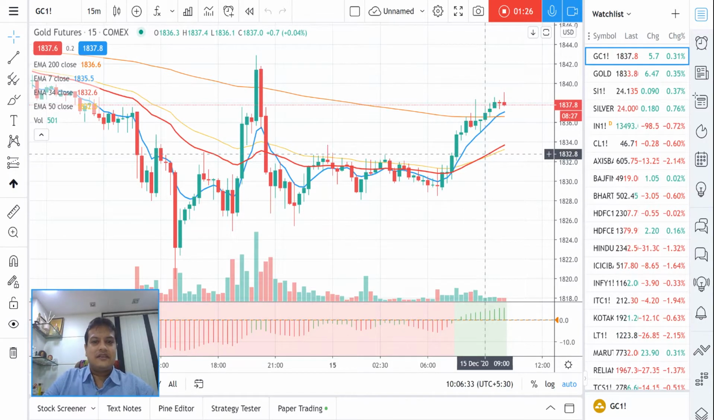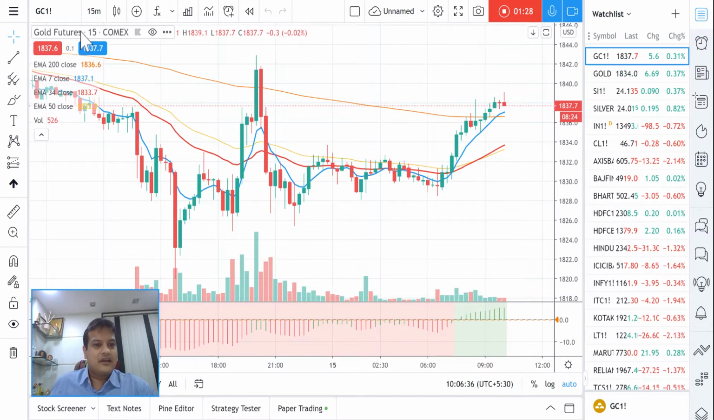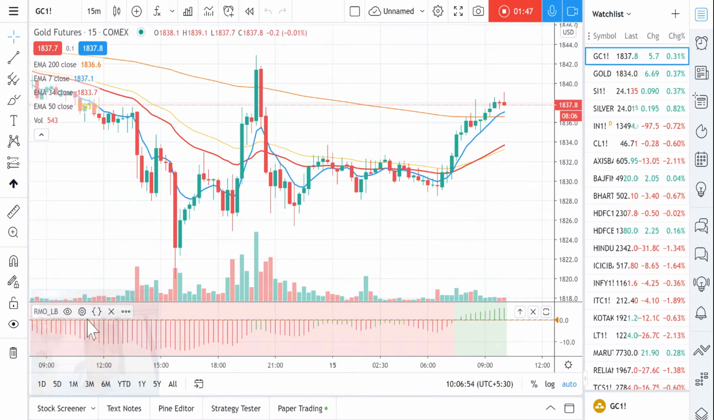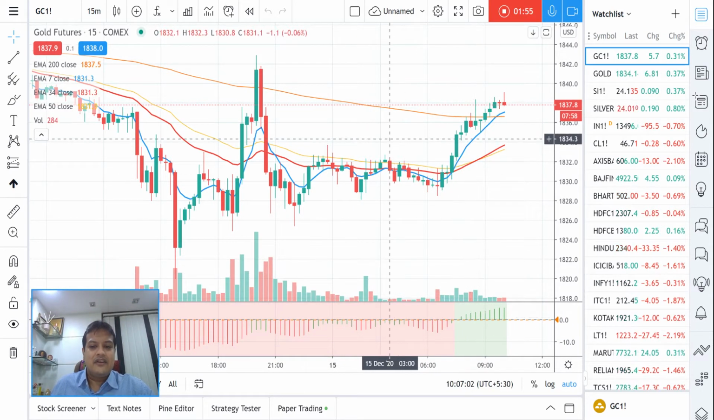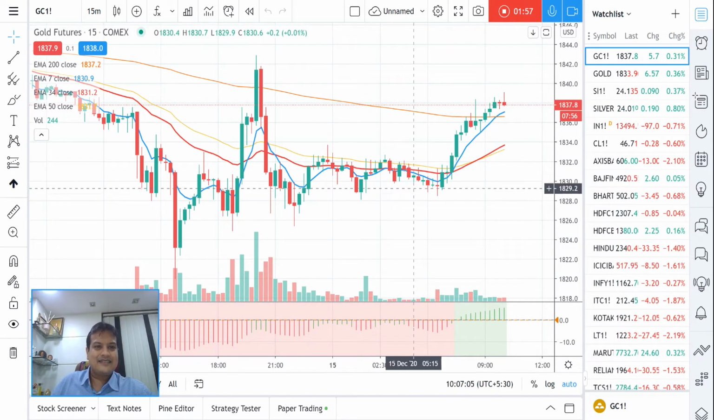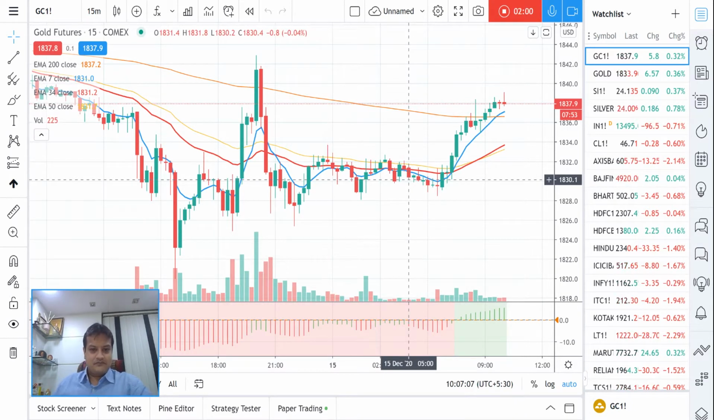If you can see, this is a gold futures chart, the gold futures COMEX first month chart. This is a 15-minute chart, and I have placed various moving averages: a 200 moving average, a 7 exponential moving average, a 34 moving average, and a 50 moving average. There is also an RMO oscillator, which is available free, which everyone can take. It is just an indicator to support whether what you are doing is in the right place or not. I'll try to cover that.